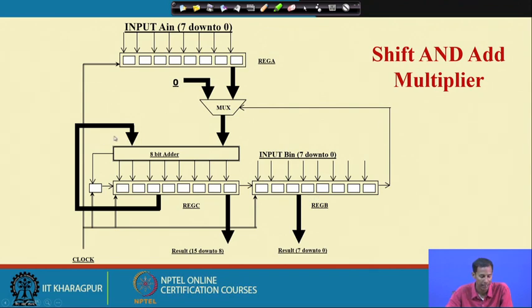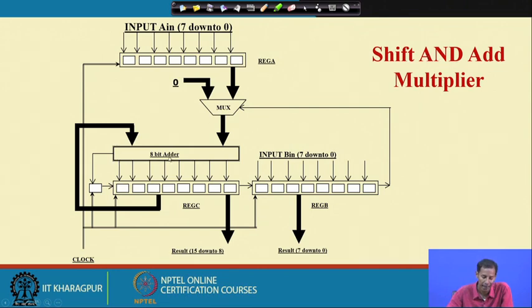Sorry, not the shifted bit of this. The addition operation is basically controlled by this B in. How exactly this circuit operates, I will come to later. So, I have two registers, A in and B in, and one adder. What I need is shift and then add.